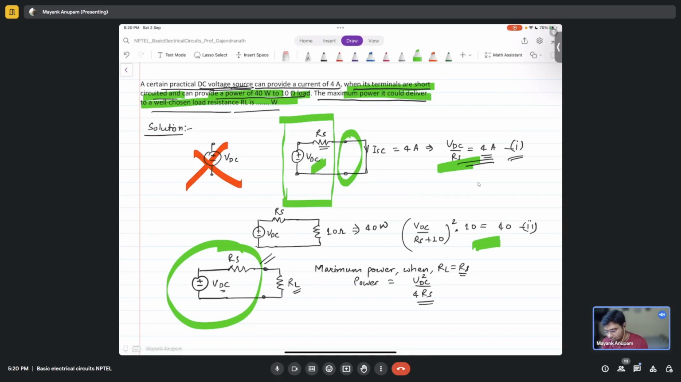So I just wanted to give you an idea about the voltage. What is the practical voltage source model? Okay, it's never a pure voltage source like this. It's always associated with its own series resistance RS.